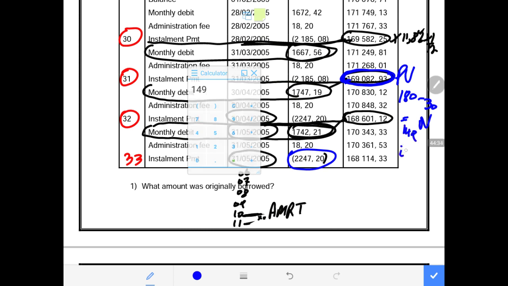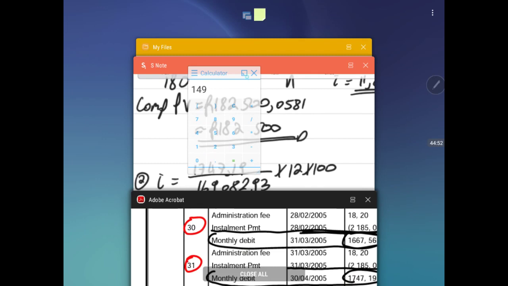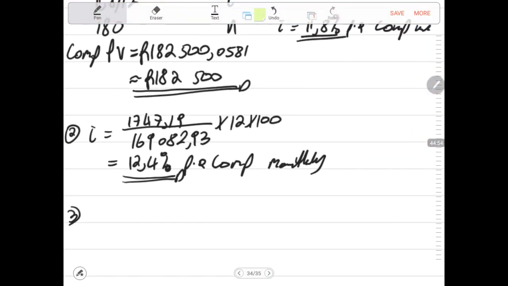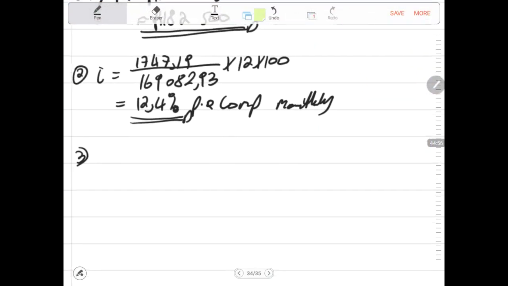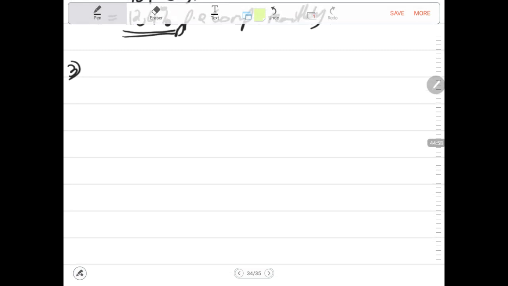And we know that our interest is equal to 12.4%. Then what are we calculating? We're calculating our PMT. Then our PMT is without the admin fee, then you say plus 18.20. So now let us do that in our calculation, so that when we say amount, we have all the functions that we need in our calculator. Then we say now plus minus 110.